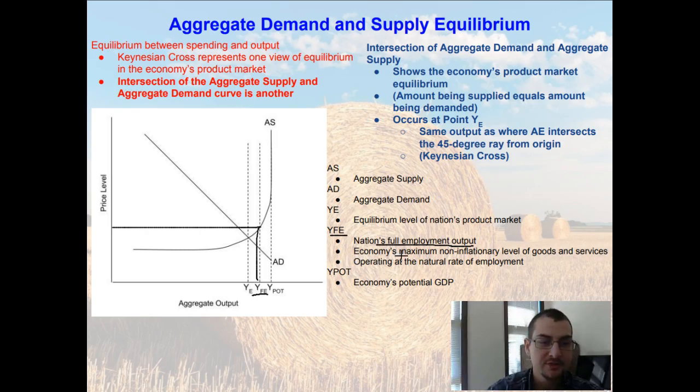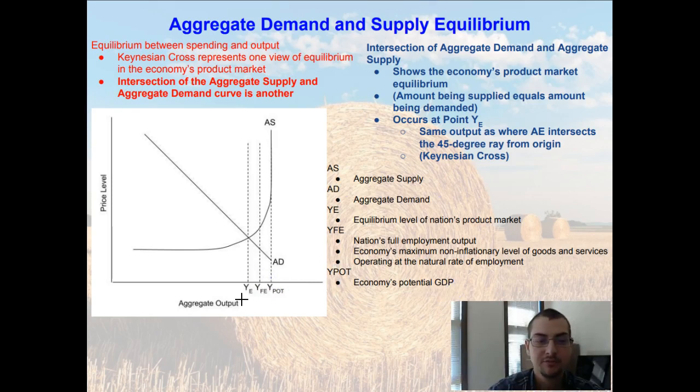This is the economy's maximum non-inflationary level of goods and services, and it's when it's operating at a natural rate of employment. So it's right here, right before we get into major levels of inflation, whenever we have an economy at full employment. Whereas this YPOT is the economy's potential GDP.